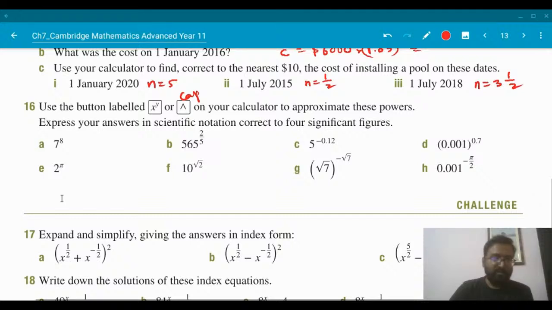So this is a way of writing the values. 565 power 2 by 5 is 12.61 something. Okay, so this is the notation on the scientific calculator. Express your answer in scientific notation. Can you see 565 power 2 by 5 is written by the scientific calculator as 12.61302581.